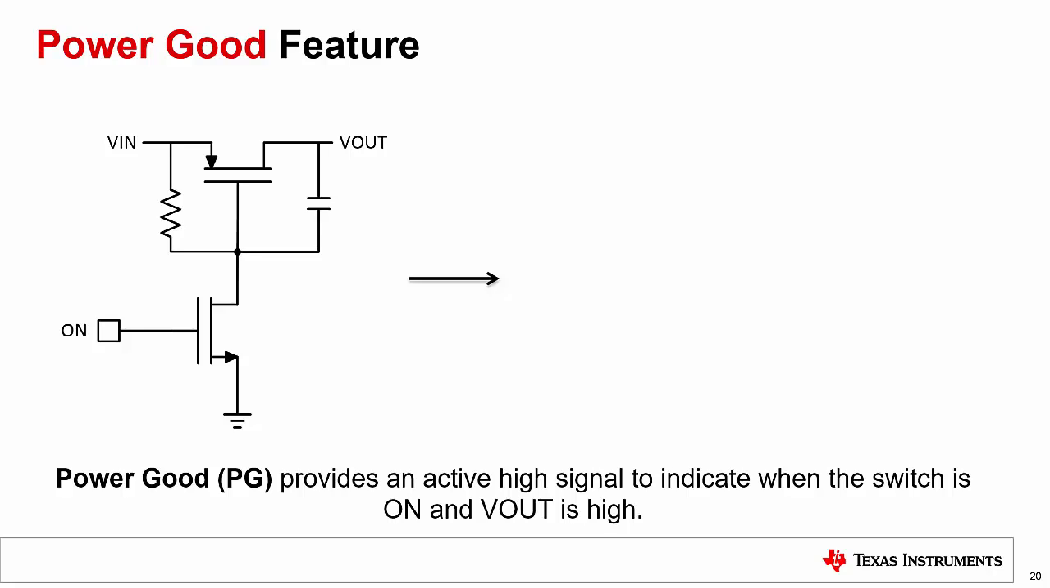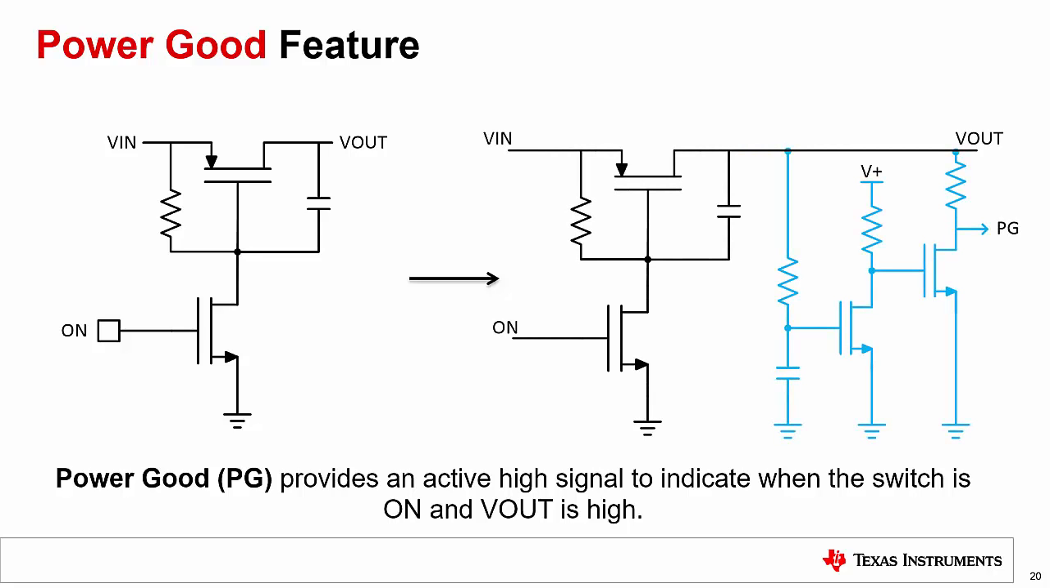Power good is a feature which provides an active high signal when the switching solution is turned on and the output voltage is high. This signal can be used to enable downstream circuitry or act as status indication for the rest of the system. The discrete implementation of this feature uses the discrete components shown to generate the power good signal when Vout is pulled high. While this solution works, it takes many components and adds to the total solution size.